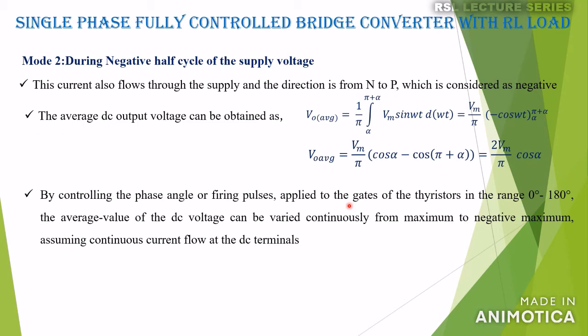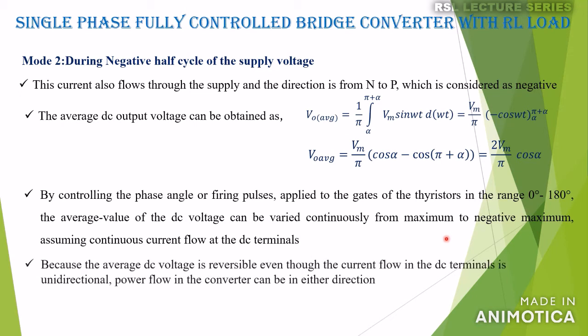So now by controlling this firing angle alpha, the average value of the load voltage can be varied continuously from positive maximum to negative maximum. So in between 0 and 180 degrees we can vary this value of alpha. So here the average DC voltage is reversible, that is, it can be both positive as well as negative, whereas the current flow in the DC terminal is unidirectional. So the power flow in this converter can be in both the directions, that is both positive as well as negative.